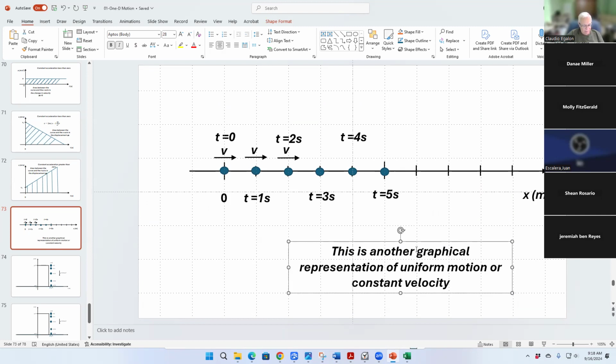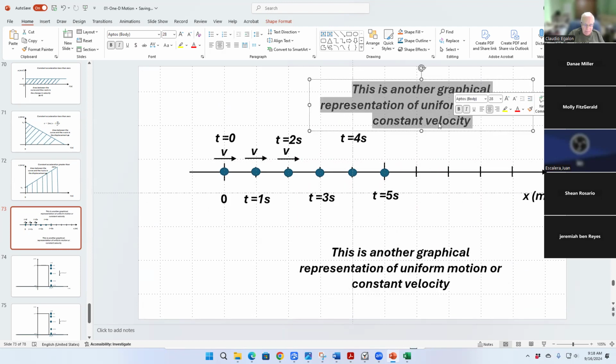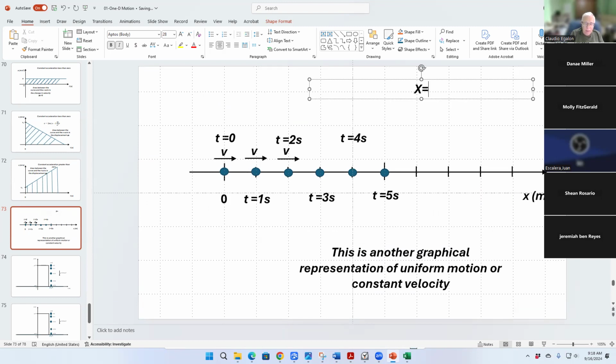Specifically, the equation of motion for this graphical representation is going to be x, not capital X but lowercase x, equal to v t. In this case, v is going to be 1 meter per second times t. Make sense? x naught is equal to 0, the initial position is equal to 0.